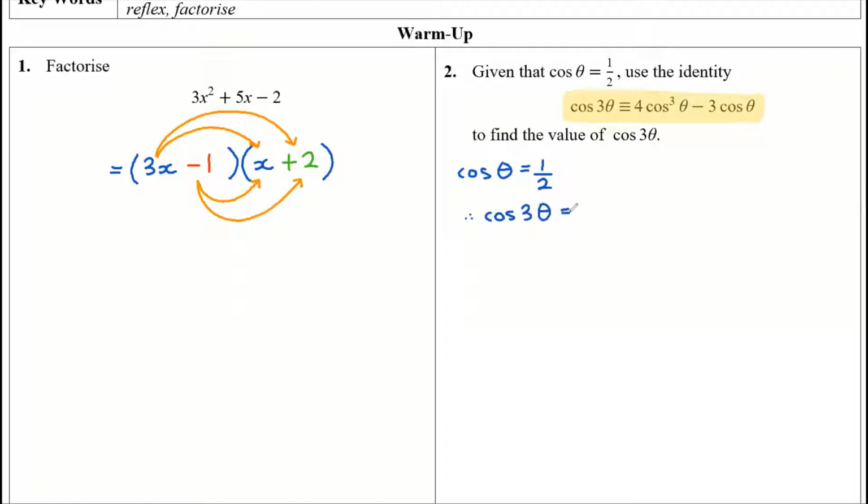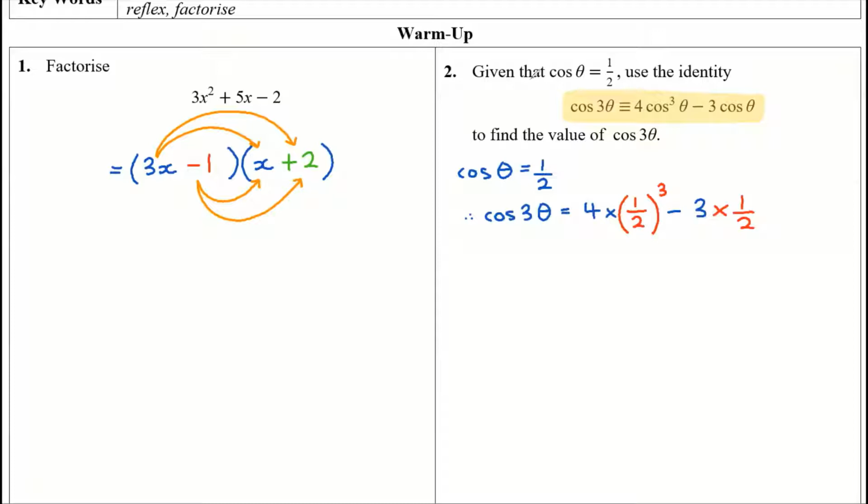is going to be 4 lots of cos theta, which is, of course, a half. I'm going to use a substitution. But the half is going to be cubed. Okay, because obviously cos theta cubed we write as cos cubed theta. Okay, and then we subtract 3 lots of the cos theta as well. So that's 3 multiplied by 1/2. Okay, and then we just have to tidy this up.